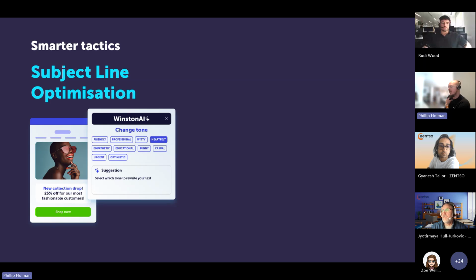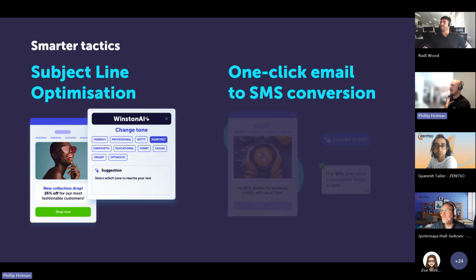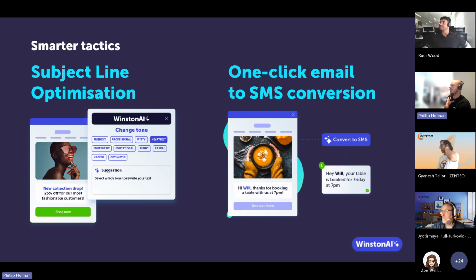Gone are the days where you've got to book out half a day to think of 5 or 6 different engaging subject lines. AI can do it for you. And my most favorite at the moment is a one-click SMS conversion.